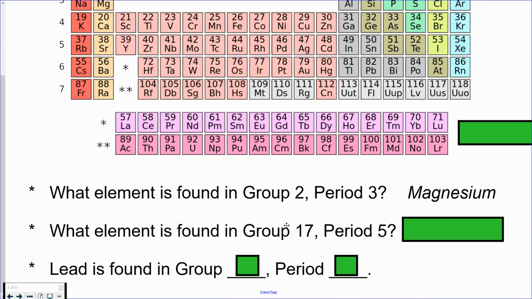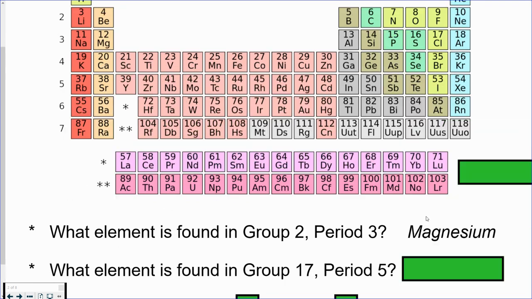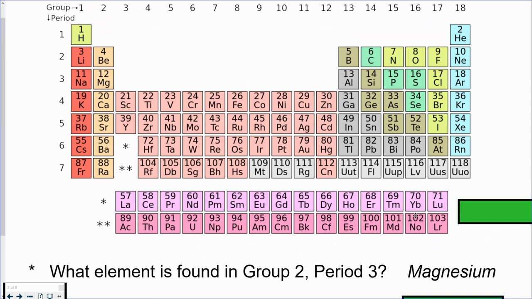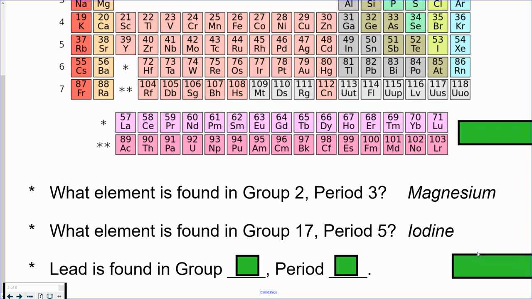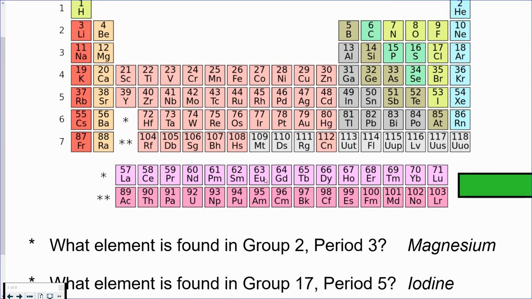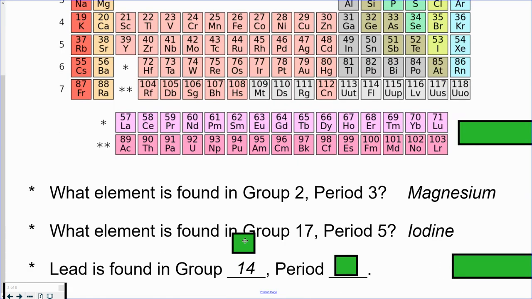So go ahead and try to find group 17, period 5. I have it as iodine. And let's find lead. Lead is Pb. I don't like lead in my peanut butter. I'm going to say it's group 14, and it is period 6. So if you went to group 14 and period 6, you would find lead every single time.